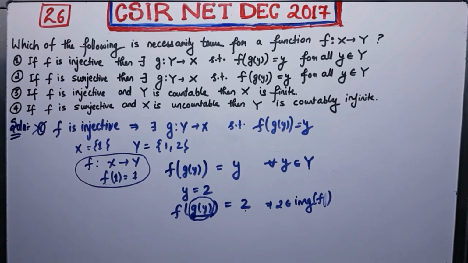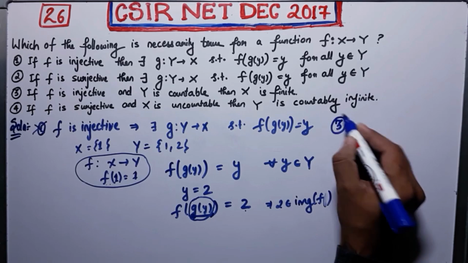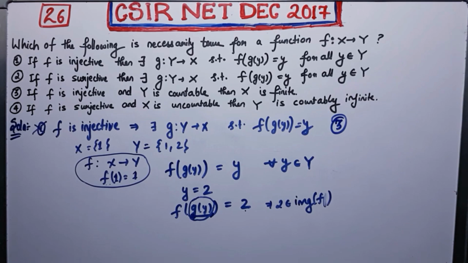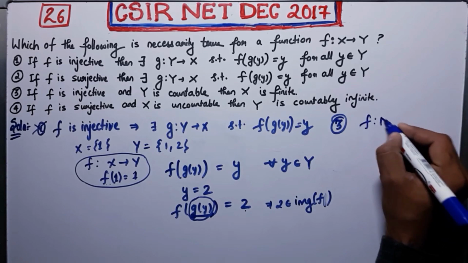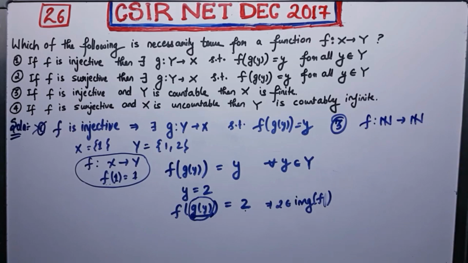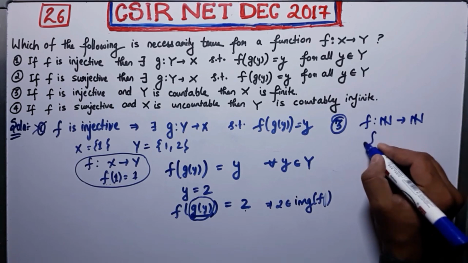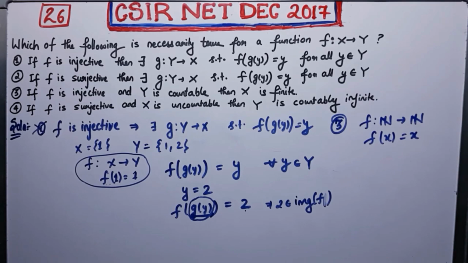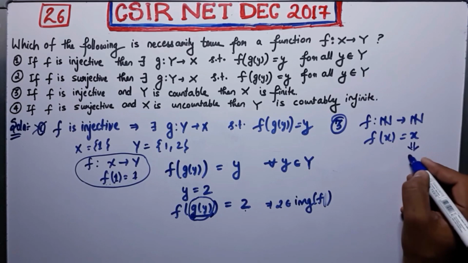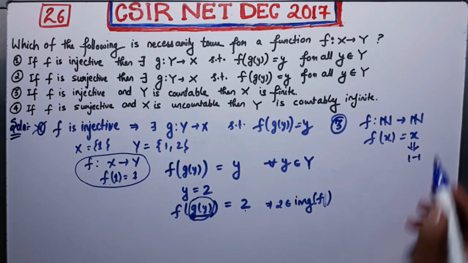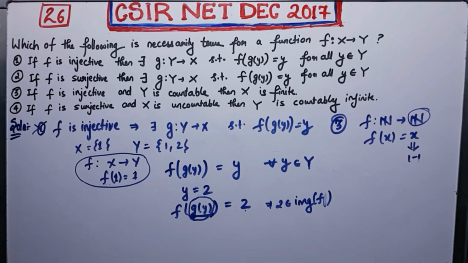Now I will directly go to the third one and then see the fourth one. I will see the second one later. The third one says if f is injective and Y is countable, then X is finite. Do you think this is true? No, this cannot be true, because if you choose X and Y to be equal to the natural numbers and take the identity map between them, this identity map is one-one. Since this is one-one and Y is also countable, then X is finite, it says, but X is not finite. Therefore the third one is incorrect.